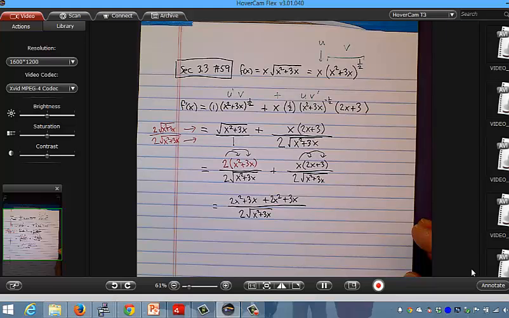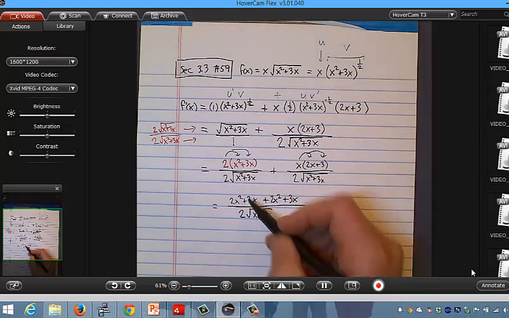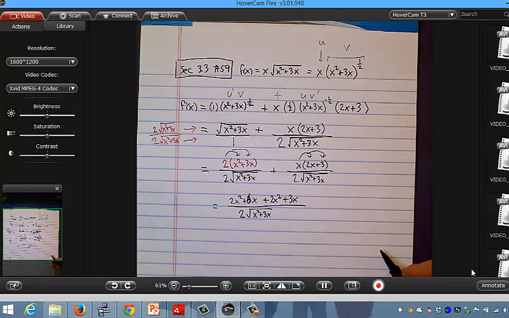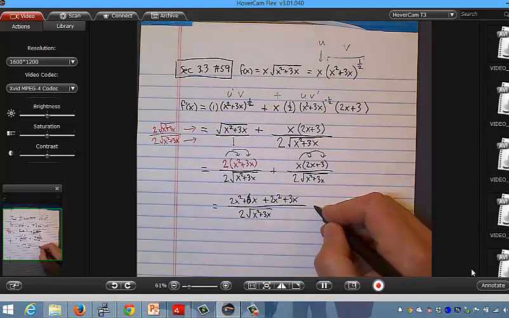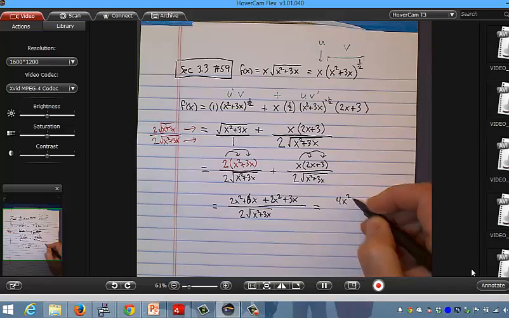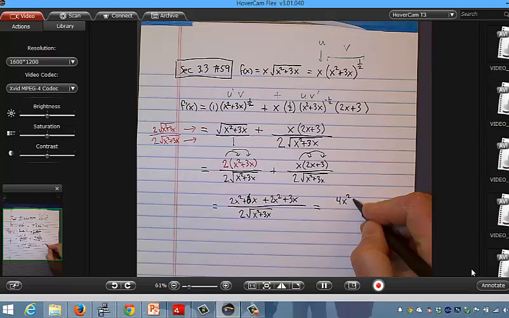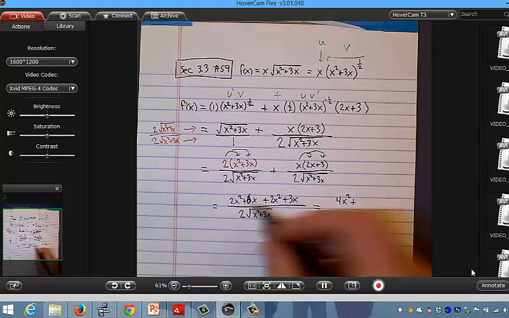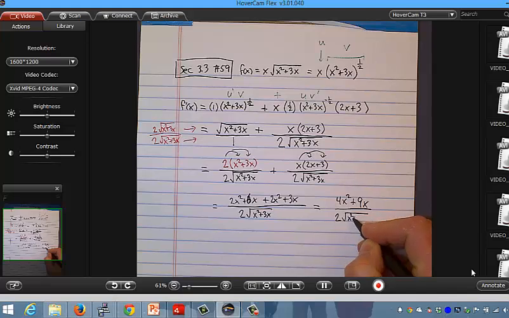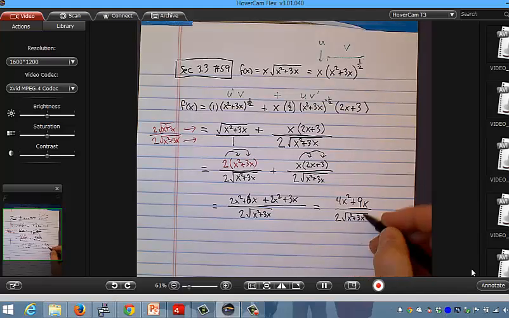That's funny, it's the same thing though. Oh, this is not 3x, what would this be? Yeah, why are you not getting 6? Yeah, you're going to get 6x. Okay, that's better. So now I'm getting, as a simplified answer, 4x squared plus 9x, right? 6x plus 3x is 9x, over 2 square root of x squared plus 3x. Is that what they have?